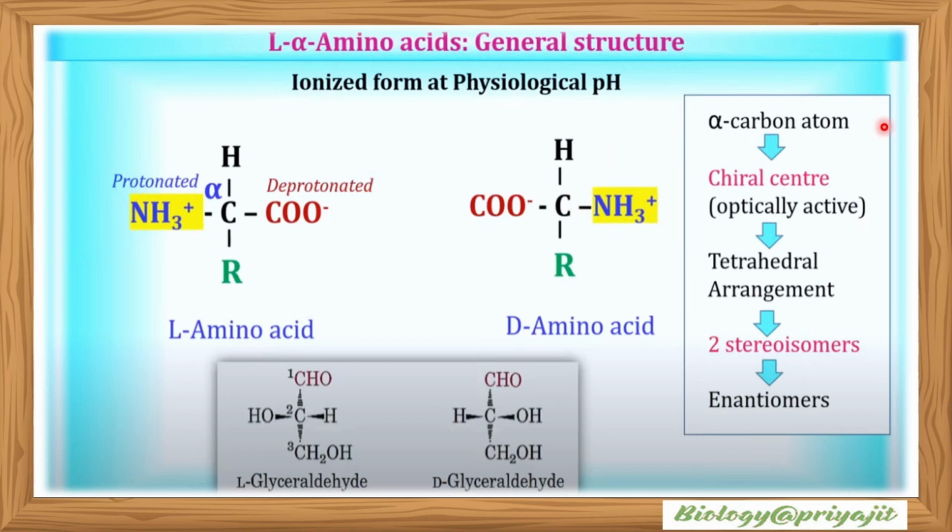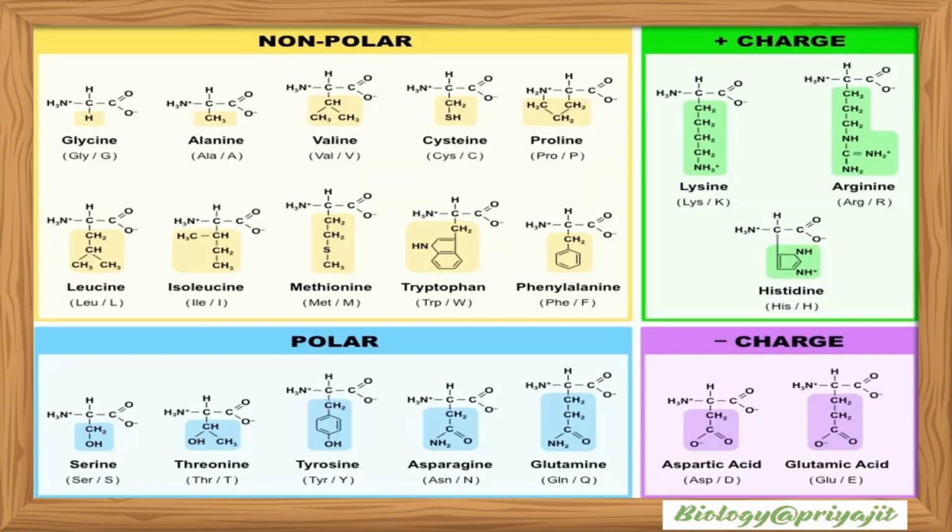So the alpha carbon forms the chiral center, which is optically active, and when the tetrahedral arrangement is there, two stereoisomers can be formed, which are known as enantiomers. So these are the different kinds of amino acids. The non-polar amino acids are glycine, alanine, valine, cysteine, proline, leucine, isoleucine, methionine, tryptophan, phenylalanine.